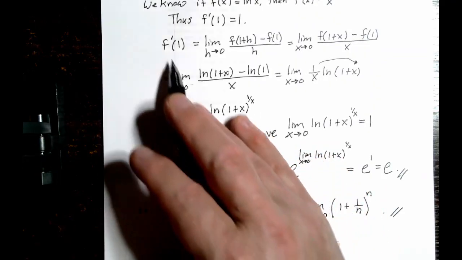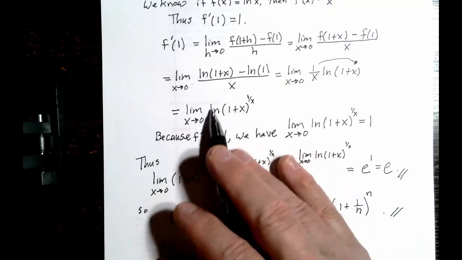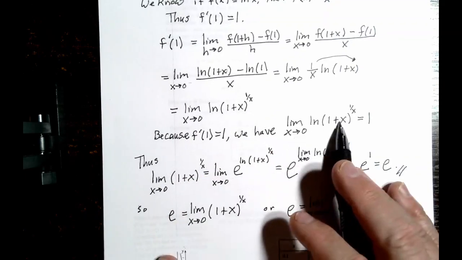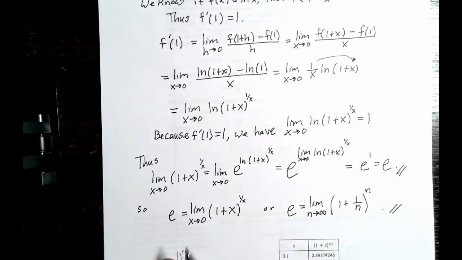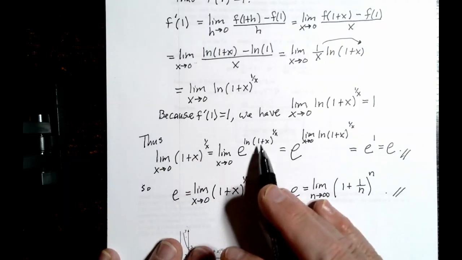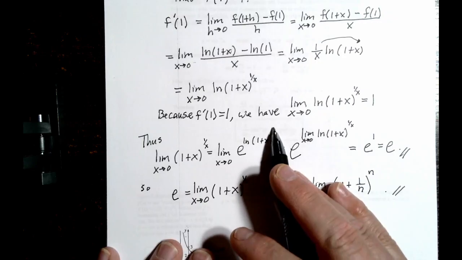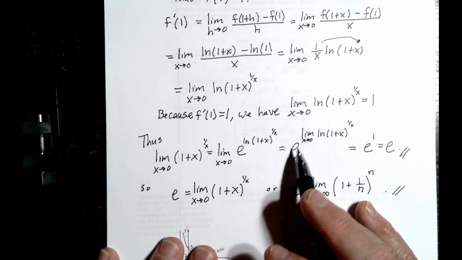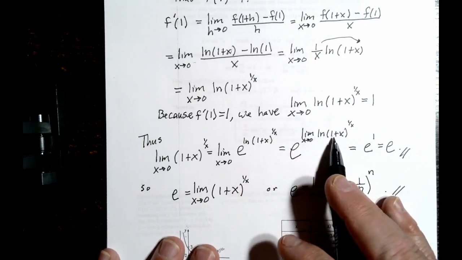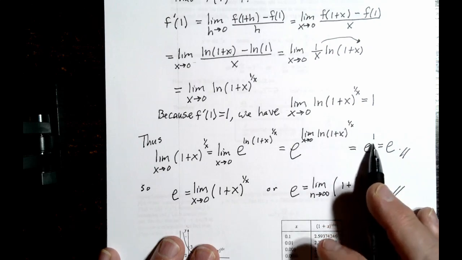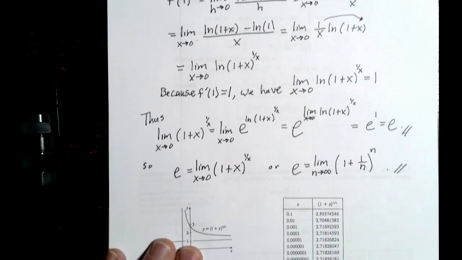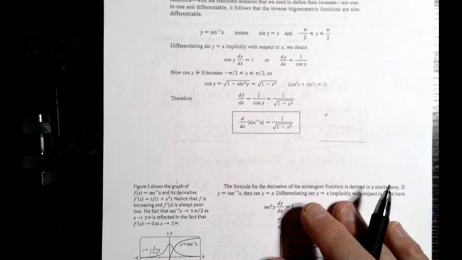Now because f prime of 1 equals 1, and this guy equals the same thing, we have this guy equals 1, and thus the limit of this guy equals e to the limit of ln of 1 plus x to the 1 over x, which is e to the limit of the exponent, which we now know is 1, so e to the 1 equals e. It's another way of showing what e is.